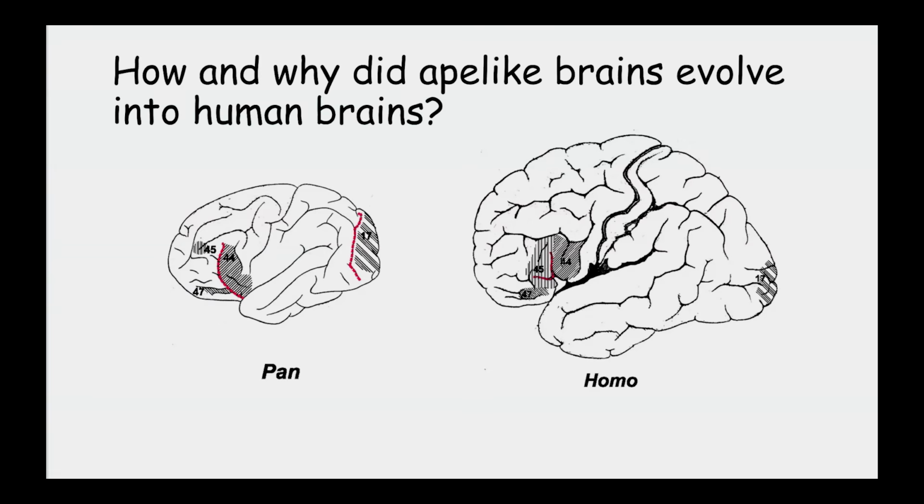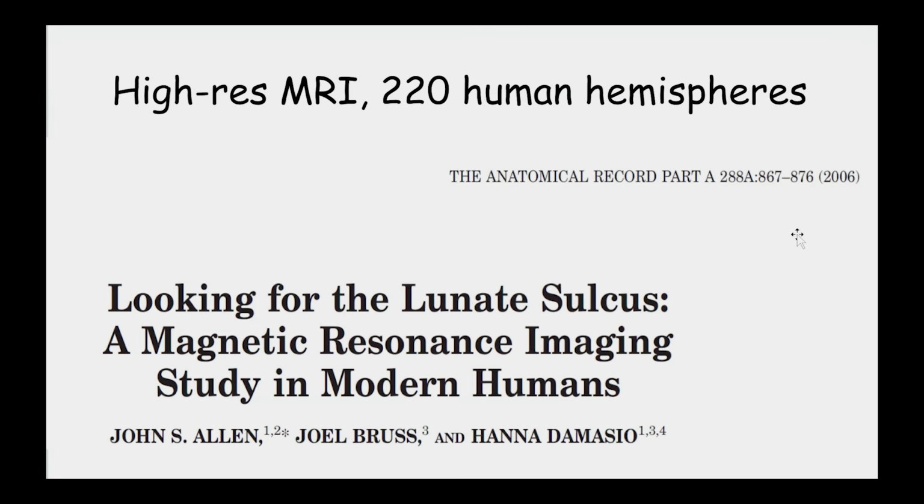And this has been a bone of contention for a long time, whether or not humans have a lunate sulcus in the posterior part of the brain. In 2006, John Allen and his colleagues did a study on a lot of human brains looking for the lunate sulcus, and they studied it at a very finite, nitty-gritty level, and determined that, in fact, humans do not have this big crescent-shaped sulcus in front of the primary visual cortex.